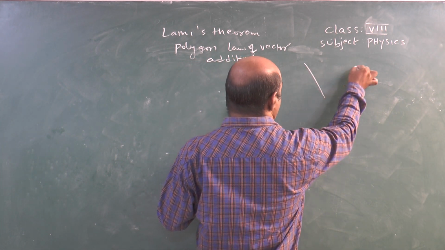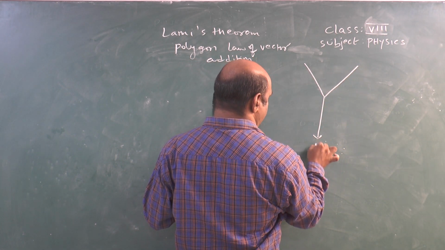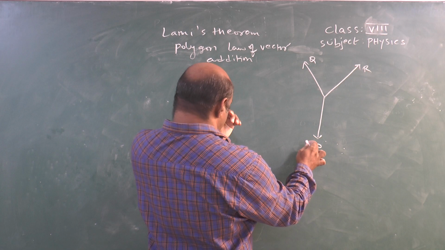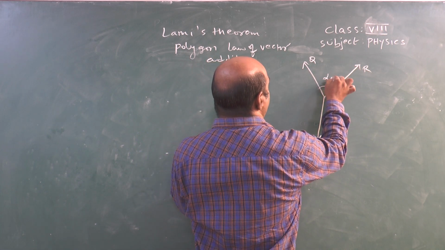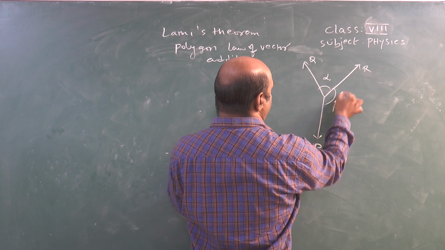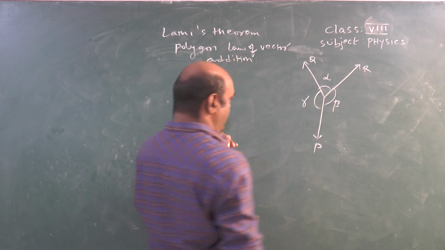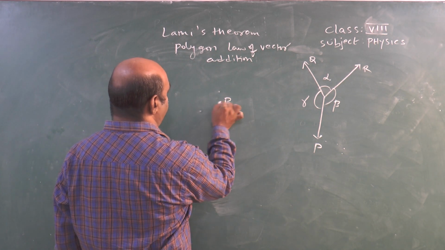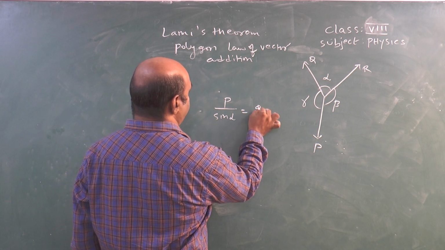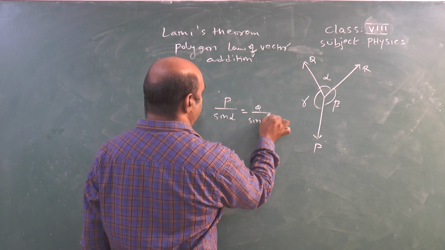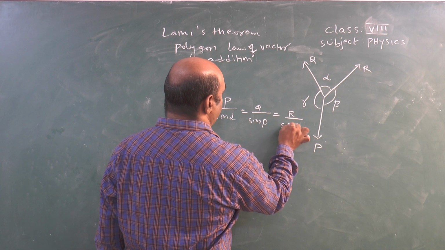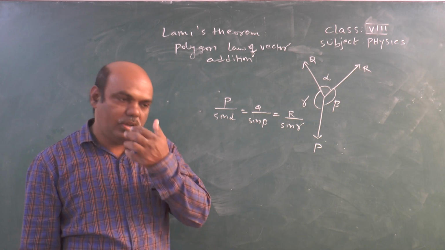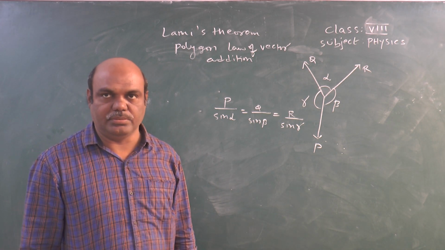If you consider three forces, say a P force, a Q force and an R force. So here the angle opposite to P is alpha, opposite to Q is beta, and the angle opposite to R is gamma. Then the mathematical formula of Lami's theorem is P by sin alpha equal to Q by sin beta equal to R by sin gamma. So this is the one formula generally we are using.